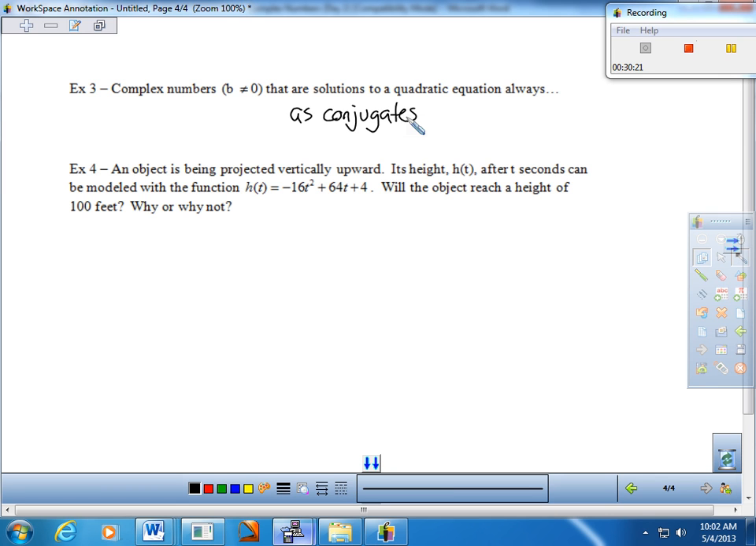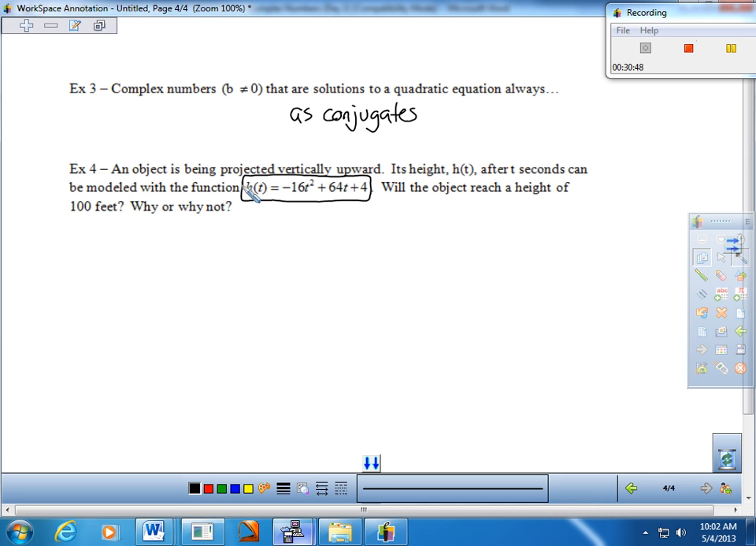All right, let's do example 4. So an object is being projected vertically upward. Its height after t seconds can be modeled with this function right here. I'll box that up. So a little projectile motion. Will the object reach a height of 100 feet?